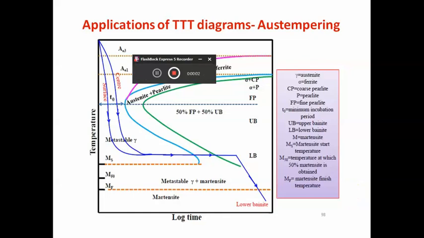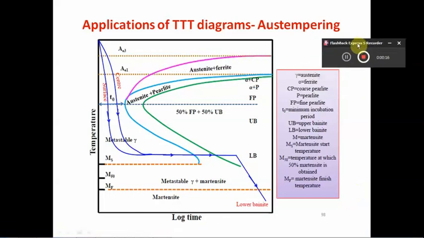Hello friends, today we are going to see some of the applications of the TTT diagram, that is Austempering and Martempering. The figure indicates the Austempering process superimposed on the TTT diagram. This is a special heat treatment process in which austenite is transformed into bainite as shown here.